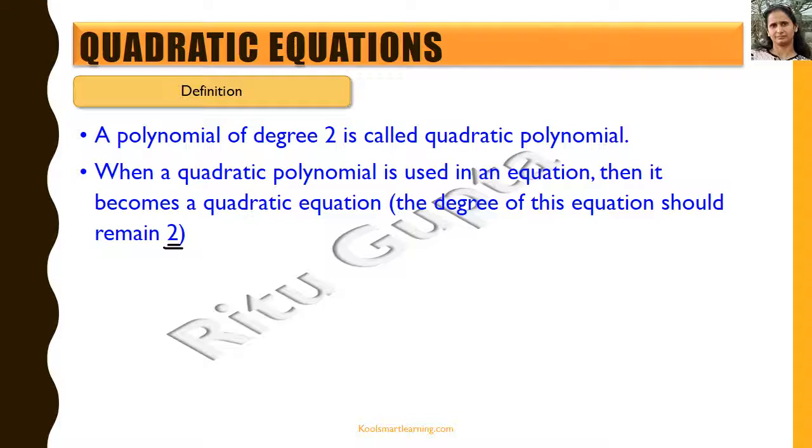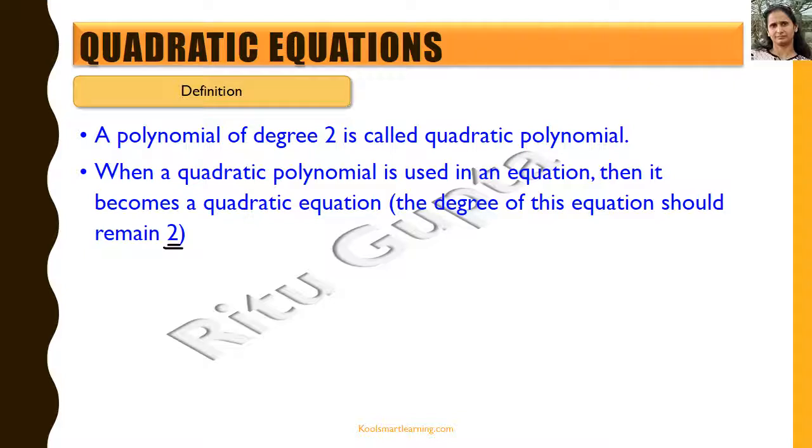So if we equate a quadratic polynomial to any constant or a linear or quadratic polynomial, then also it will become a quadratic equation. But in case the second degree component on the left hand side cancels with the second degree component on the right hand side, then it will not be a quadratic equation.